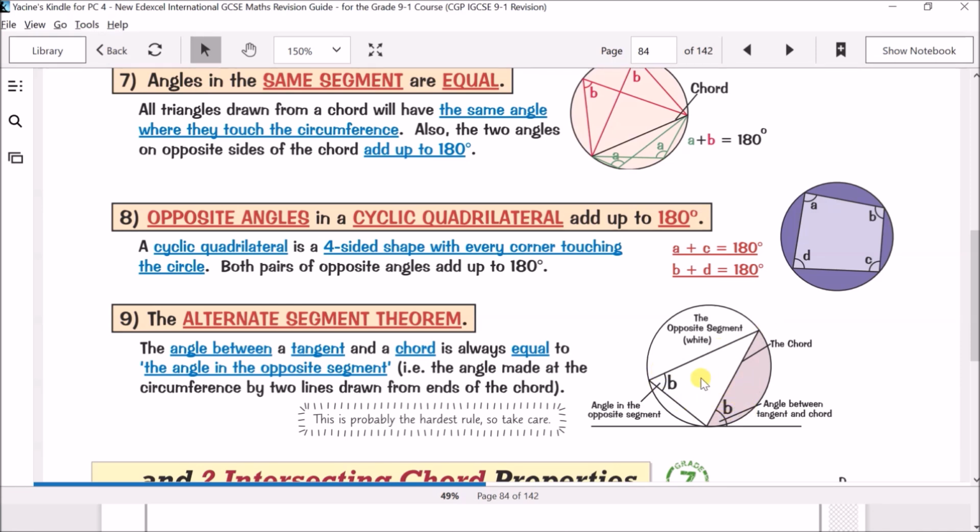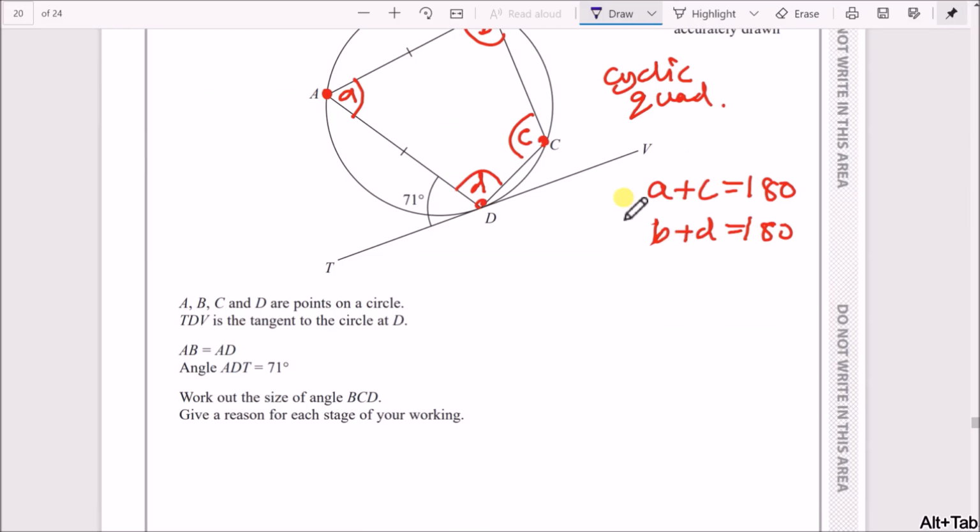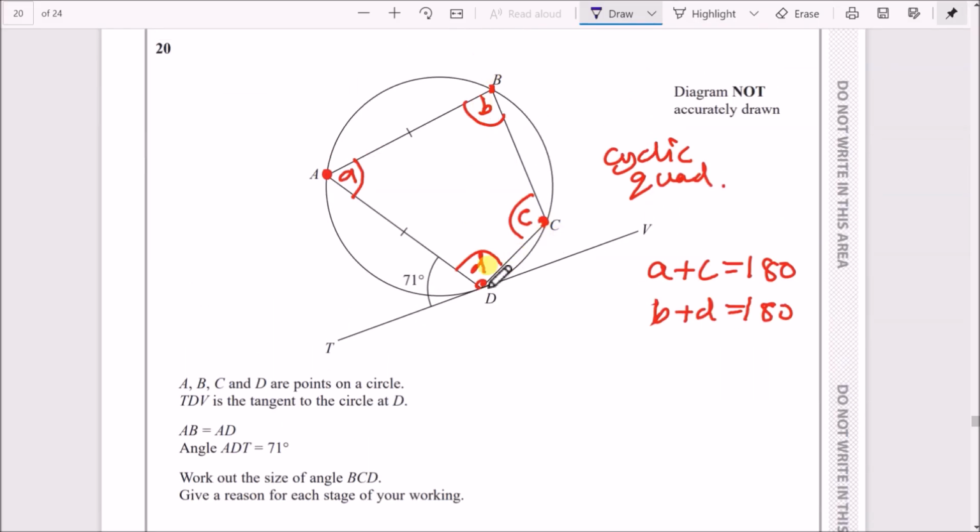But the shape has to be a triangle first. So let's just do it right now, guys, yeah? At the moment, we've got a quadrilateral, so let's try and rewrite this as a triangle. You've got your chord, you've got your tangent. I'm going to draw a straight line from B connecting to D, yeah?